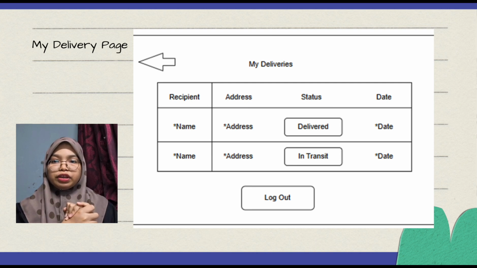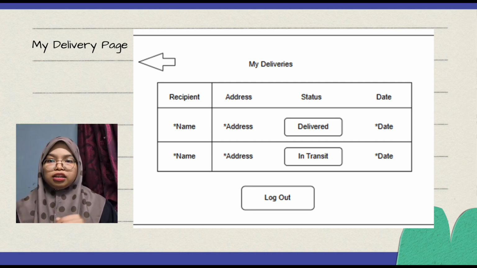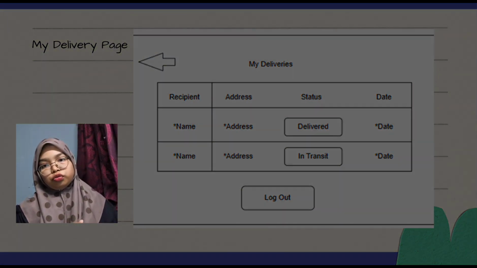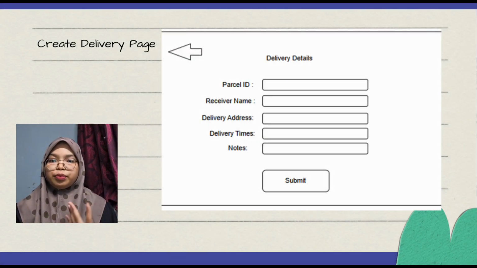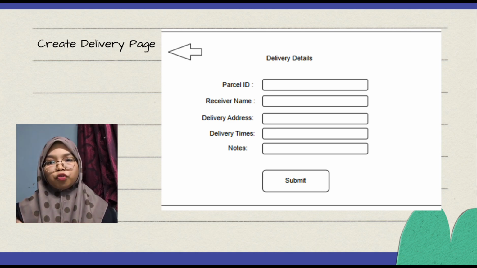Finally, we have the create delivery page. This is where the seller can enter details like the parcel ID, the receiver name, the delivery address, and any additional notes. Once they submit the form, the delivery will be added to their list and the customer will be able to track it from their side.